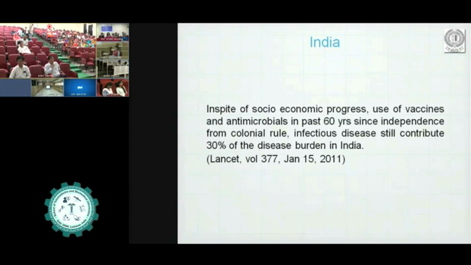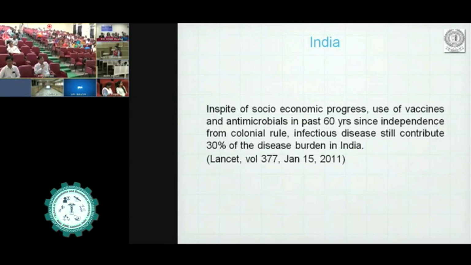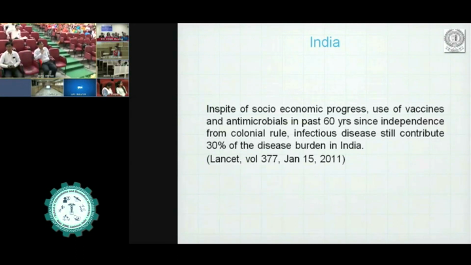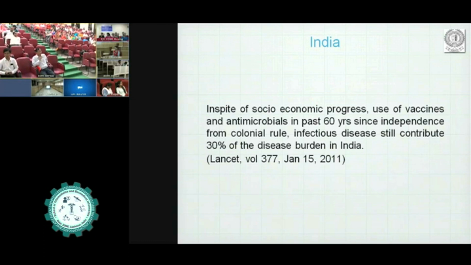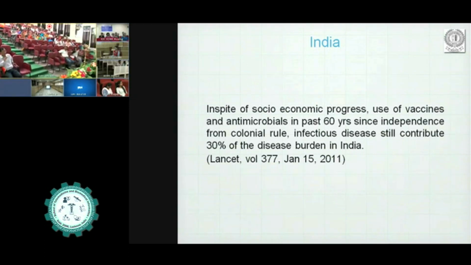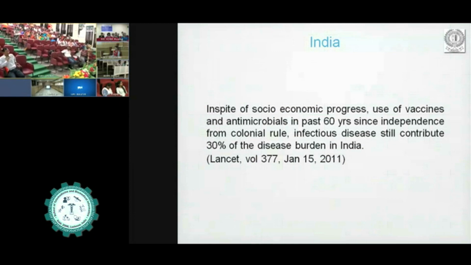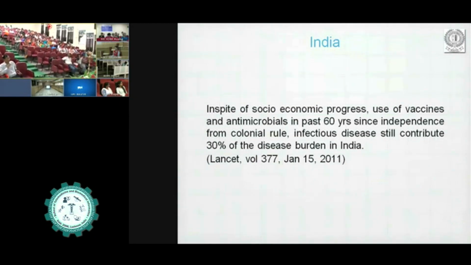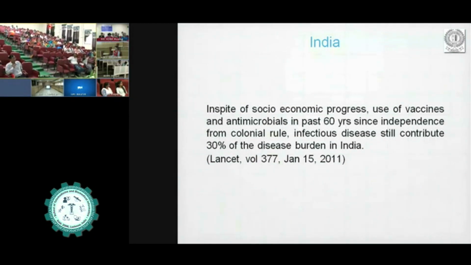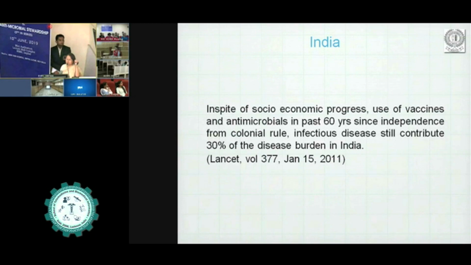In India, it was published in the Lancet in January 2011. In spite of the socio-economic progress, it's a little bit embarrassing. We should feel embarrassed that it was clearly mentioned that in spite of socio-economic progress, and in spite of the use of vaccines and antimicrobials in the past 60 years after independence from the colonial rule, infectious disease still contributes 30% of the disease burden in India.